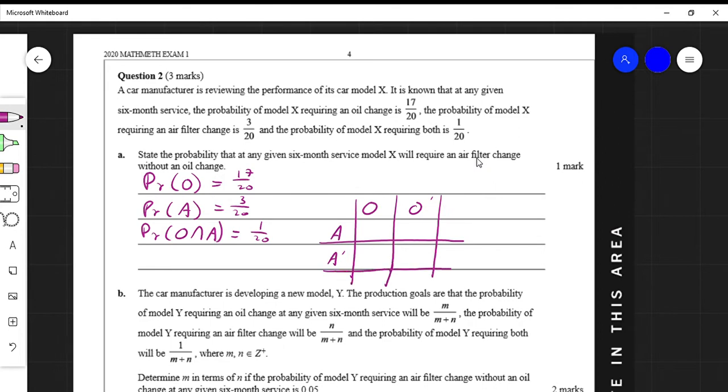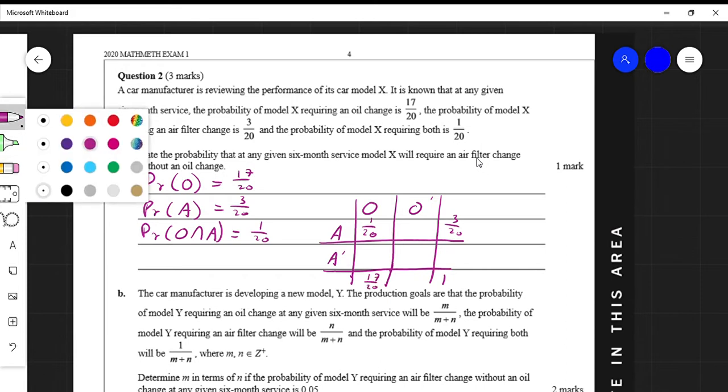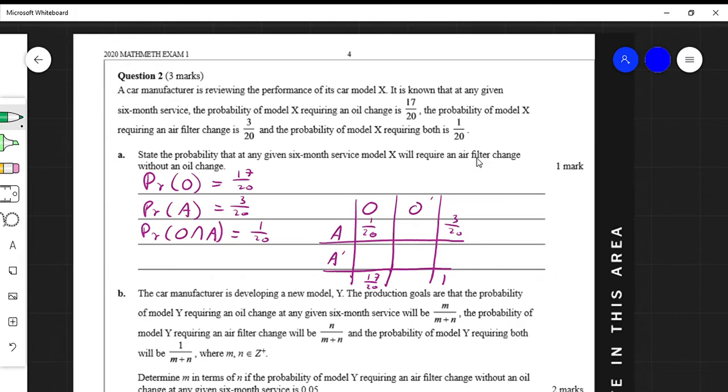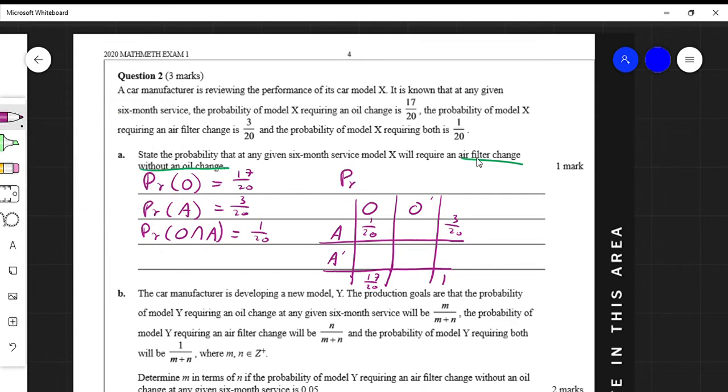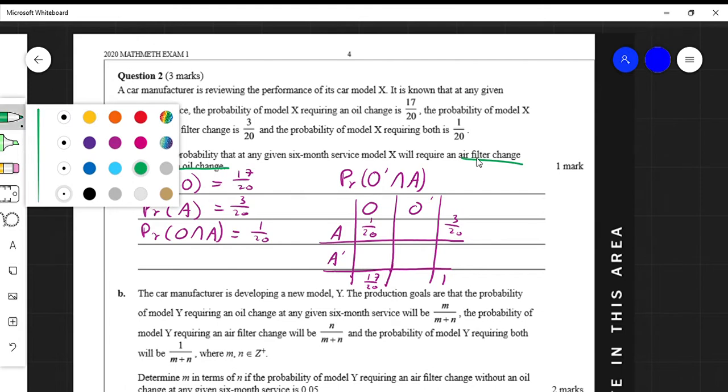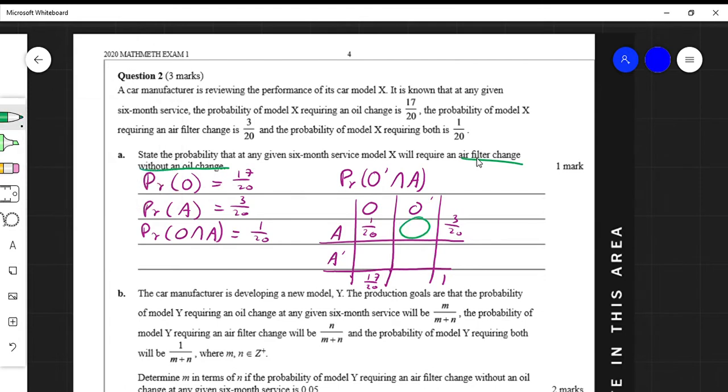Oh, I've drawn this a bit badly. But that's fine, so we've got 1 in this corner. Down here, we should have 1 on 20 for O and A. The total for A was 3 on 20, the total for O was 17 on 20. The only important part here is the probability that we need an air filter change without an oil change. So what we're looking for on this diagram is the probability of O complement intersection A. And then you can go to your table and you can see that that's this square right here.